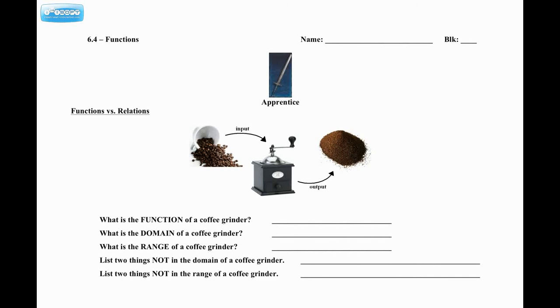Chapter 6, Section 4, this is functions, apprentice level. What is a function? Well, let's put mathematics aside for a second and just think of an example. A machine, okay? We build machines, they have a purpose, they have some sort of function. There's something that we want them to do for us.